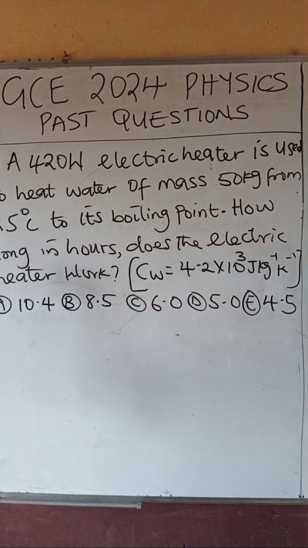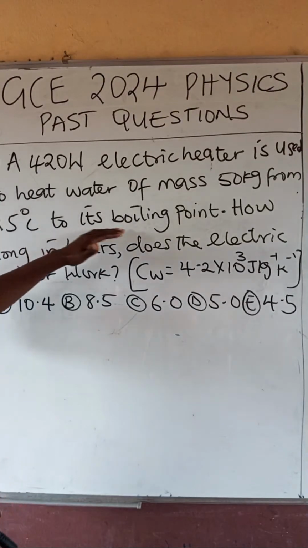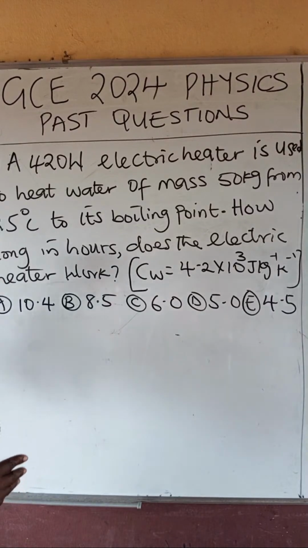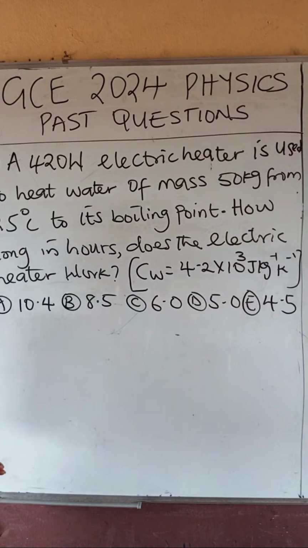All right, so let's look at this second example. A 420 watts, that is power, electric heater is used to heat water of mass 50 kilograms from 25 degrees Celsius to its boiling point. How long in hours does the electric heater work? Let me go again. A 420 watts electric heater is used to heat water of mass 50 kilograms from 25 degrees Celsius to its boiling point. How long in hours? That is, they're looking for time, but it's going to be in hours. Does the electric heater work?